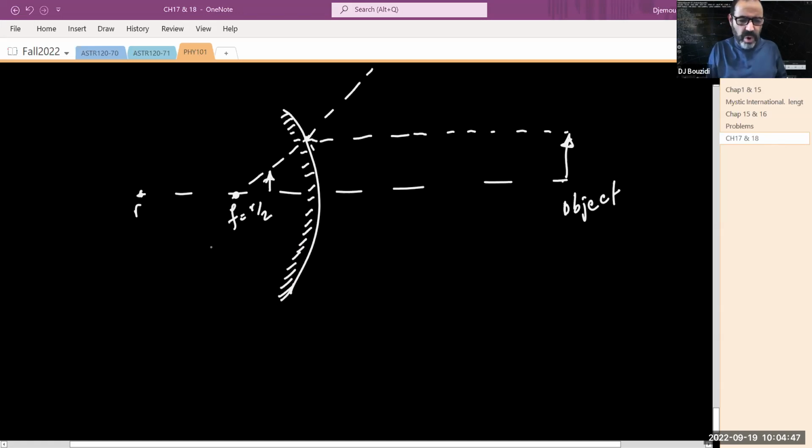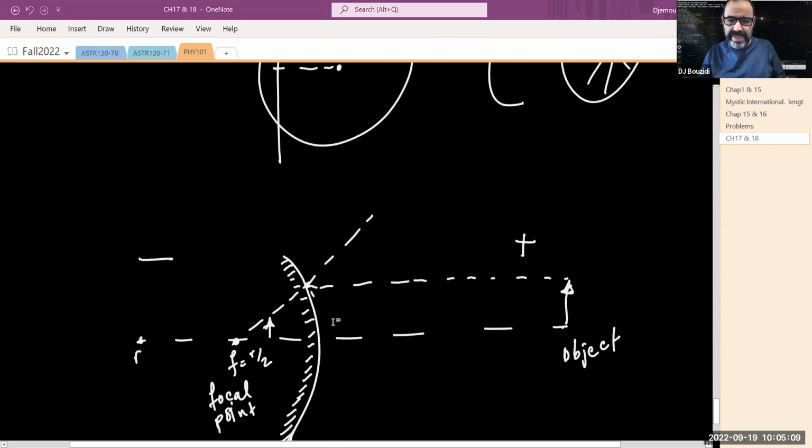But here's the problem. The focal point is negative. This is the negative side, this is the positive side. The side of the object is always positive, end of story. And the focal point is negative. The image is virtual. It's always virtual for this case.